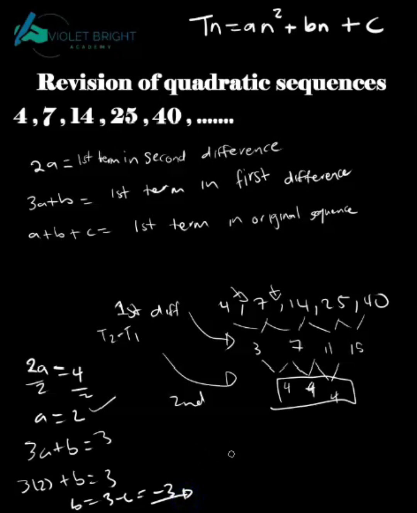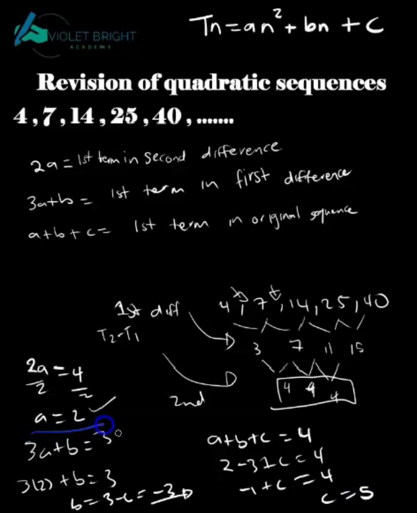So now for the last and final one, a plus b plus c equals the first term of the original sequence, which is 4. So yes, we'll be doing substitution. So it's 2 minus 3 plus c equals 4. So what will be the answer here? Very good. Here it will be negative 1 plus c is equal to 4, and then c will give us 5. So now we have done each and every one of them.